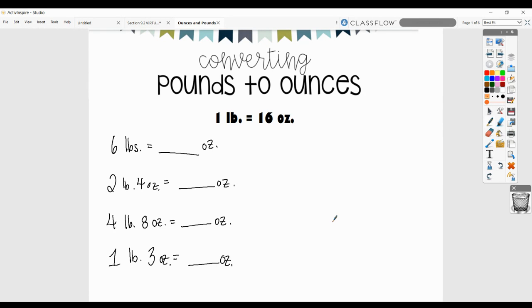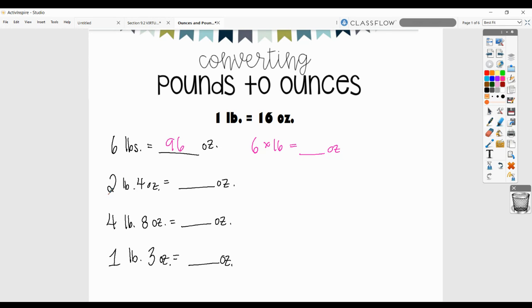So the first one, the easier one, is if we are given something in pounds, or maybe pounds and a few little extra ounces, and we're asked to put it in all ounces. Every 1 pound is 16 ounces. For this first problem, if I'm asked to put 6 pounds into ounces, all I'm doing is taking 6 pounds and multiplying it by 16. That's going to give me how many ounces? Okay, that's easy. So 6 times 16, 96 ounces.